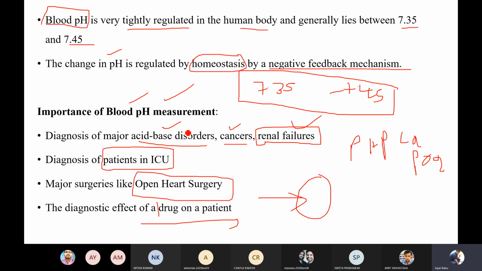The first one is if the person has acid base disorders, cancer or renal failure, then we can get a diagnosis or know the severity of that problem using the blood pH measurement. If a patient is kept in the ICU, the blood pH measurement is one of the important parameters. If you are performing any open heart surgery, OHS, then it is also an important parameter there. And for the effect of a drug on a patient, if you want to know the effect of the drug, the blood pH measurement is a very important parameter here. Okay, so have you understood the importance of blood pH measurement?